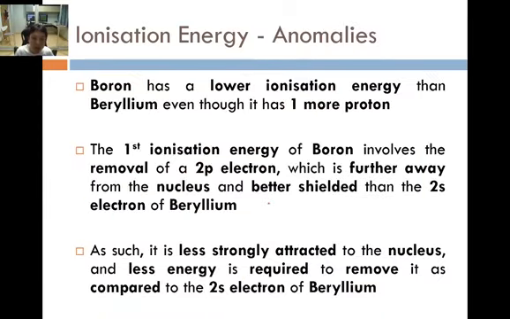Okay, so summarizing, the way you answer the question is that the first ionization energy of boron involves the removal of a 2p electron, which is further away from the nucleus and better shielded than the 2s electron of beryllium. I think it's okay not to say the better shielded part, but it's definitely true that it's further away from the nucleus. And since it's further away, it's less strongly attracted to the nucleus and less energy is required to remove it as compared to the 2s electron of beryllium. Hence, boron has a lower ionization energy as compared to beryllium.